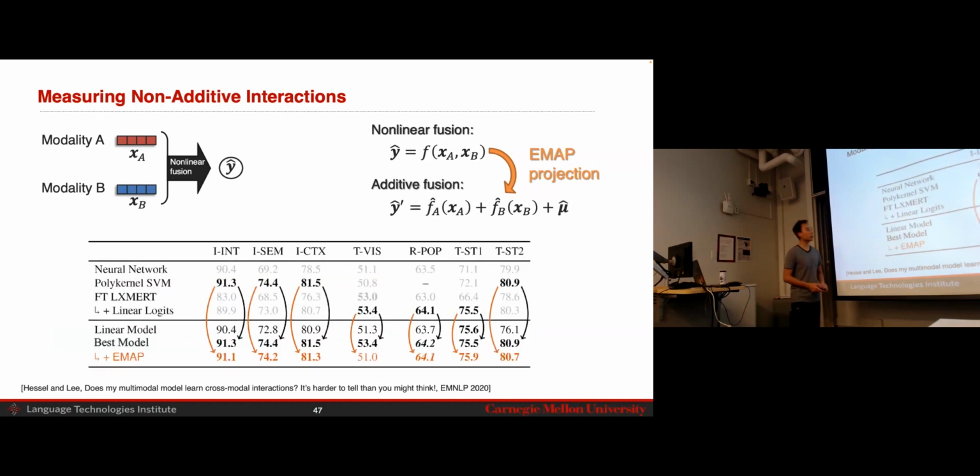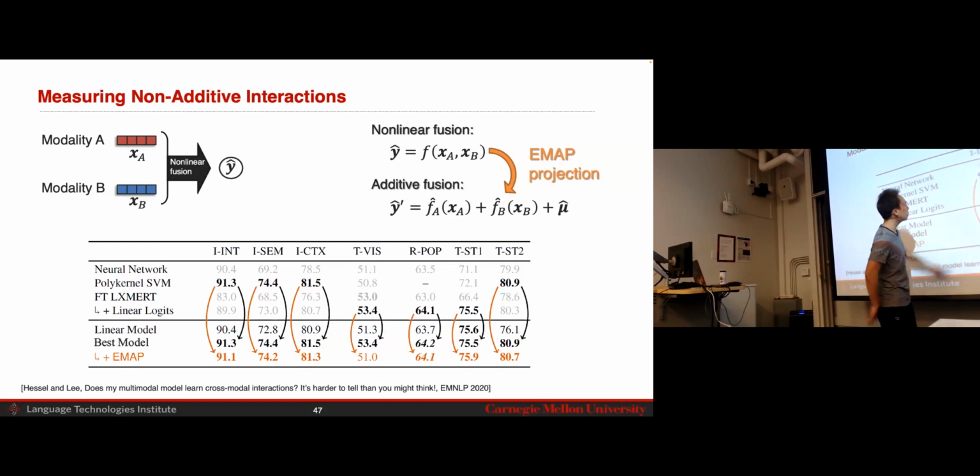So what I can then do is train all these nonlinear models: neural networks, SVMs, BERT, LXMERT, pre-trained models. I can train them on my datasets and see what performance I get. I can define a linear model, the best model plus EMAP, essentially taking all these nonlinear models and projecting them into an additive function, f of A plus f of B, and look at what performance drop there was when I projected from nonlinear complex models into these simple additive models.